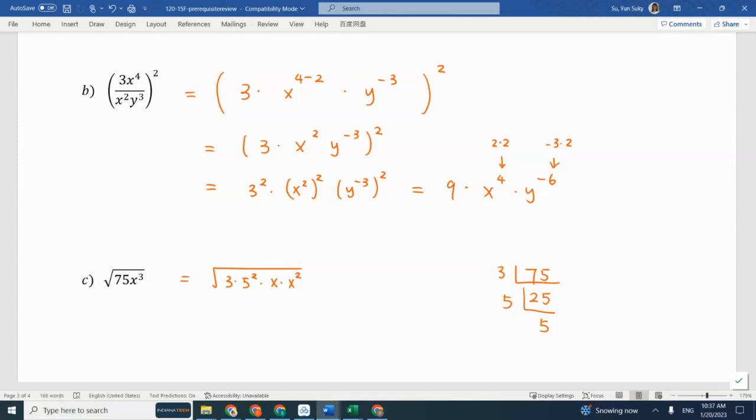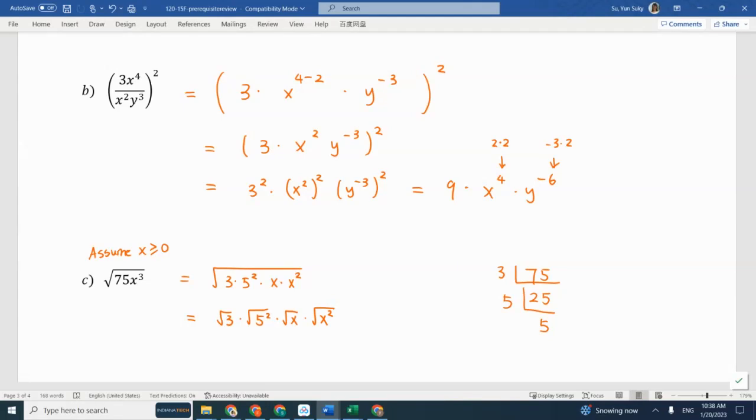So here, let's assume that x is greater or equal to 0. Then we don't need to worry about absolute value or something like that. Now, because this is a product, we can distribute the square roots: square root of 3, square root of 5 squared, square root of x, square root of x squared.